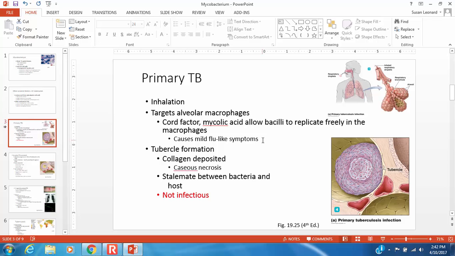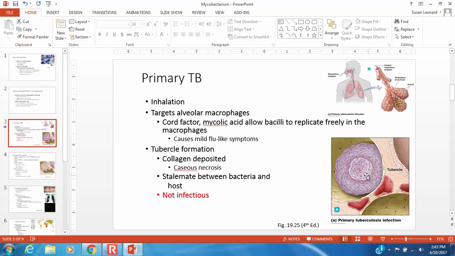But in about 10% of the cases, the immune system doesn't win. It comes to more of what we might call a stalemate. And in this case, we get the formation of tubercles. So this is where the name tuberculosis came from. You can call them tubercles, you can call them granulomas.